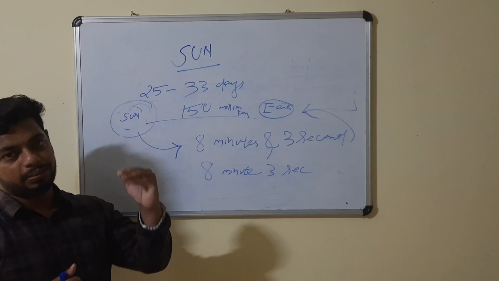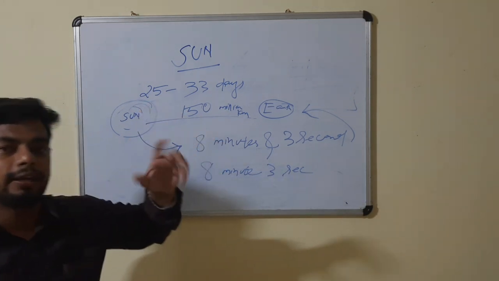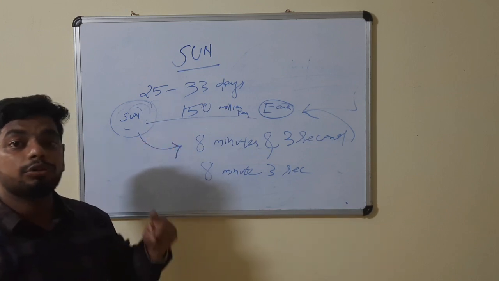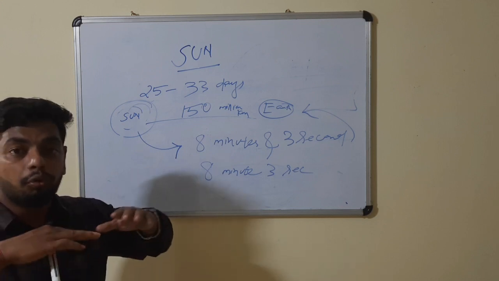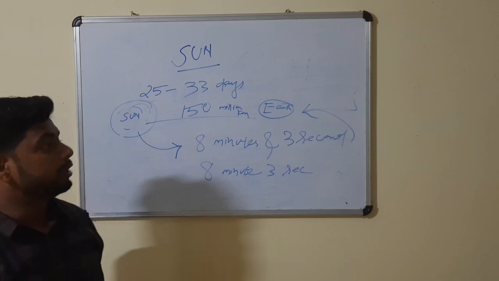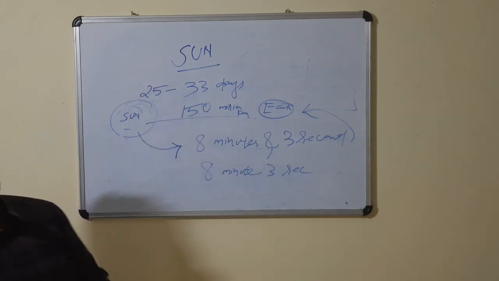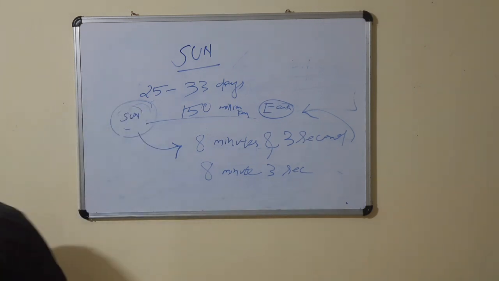Why is the sun important? It generates light, heat and energy, and that helps in the process of photosynthesis and helps to keep the earth warm. So these are the things we learned about the sun. We understood about the sun in detail, and if anybody has any doubt related to the sun, then please ask me.